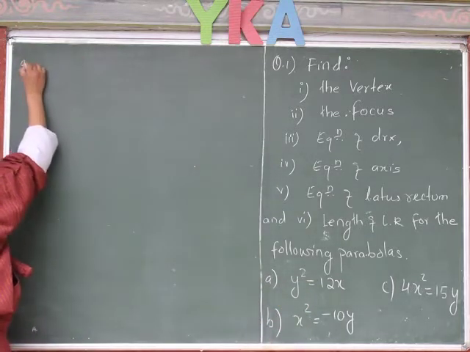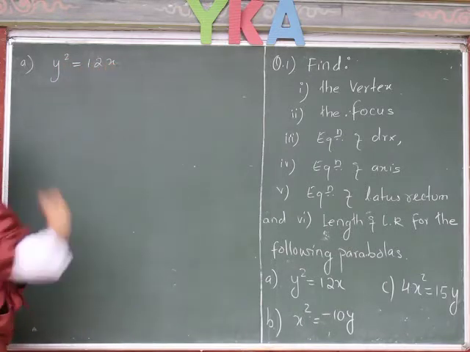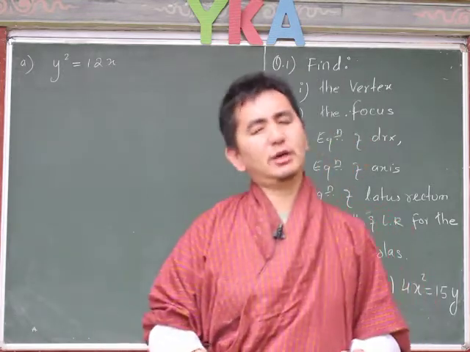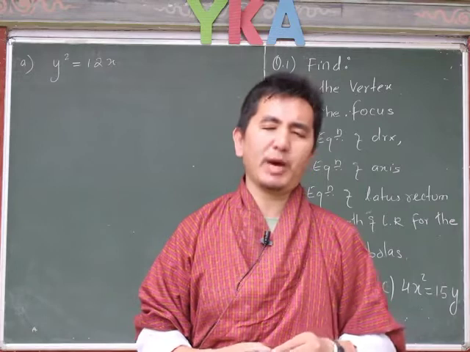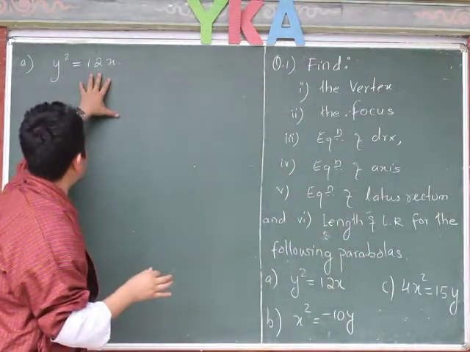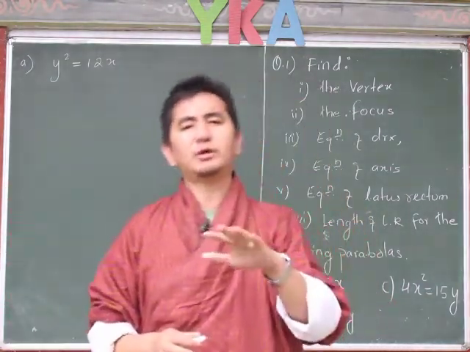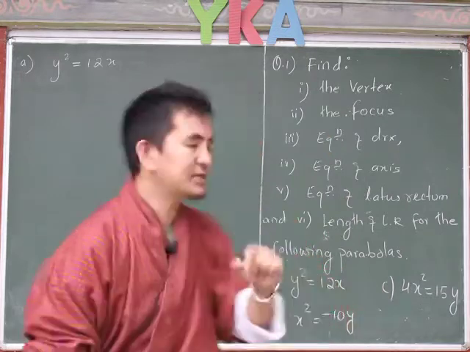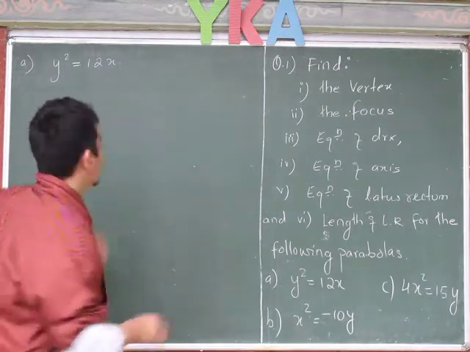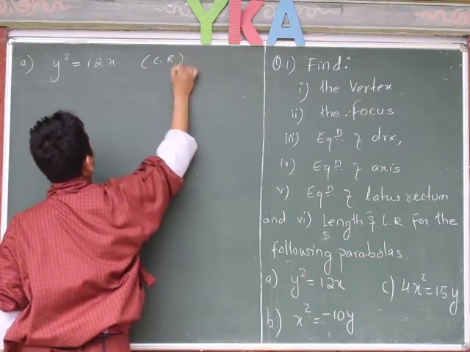We have here A: y squared is equivalent to 12x. Now, as I have been telling you, it's very important to understand the concept of the parabola, because as soon as you see the equation, you need to find out whether it's a concave right, concave left, concave up or concave down. In this case, y squared equal to 12x is a concave right parabola. So just for our understanding, let me write this as a concave right.